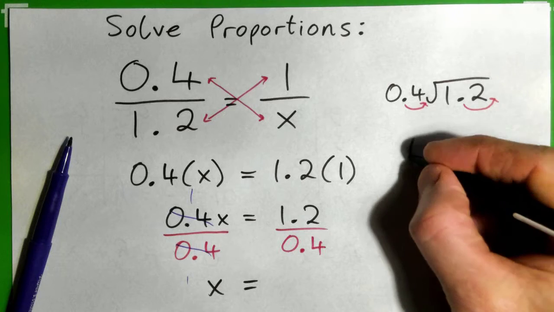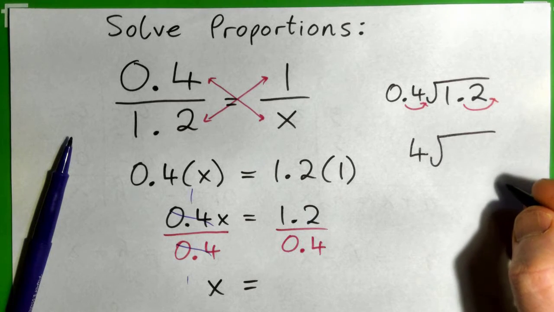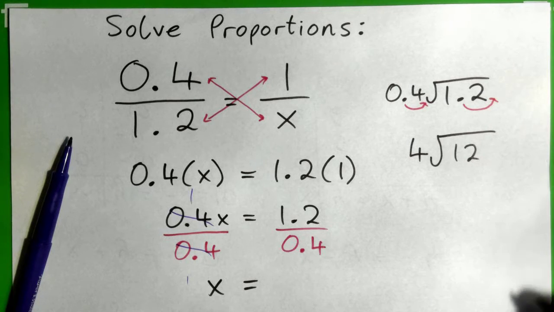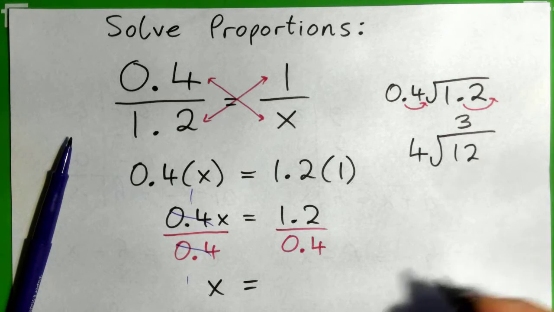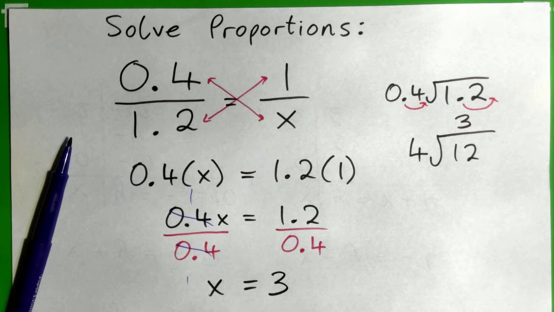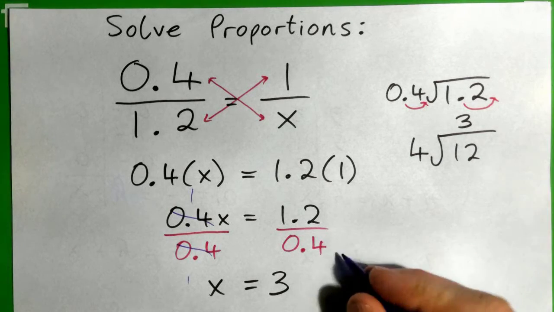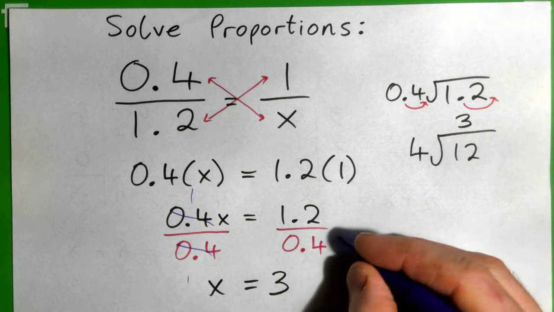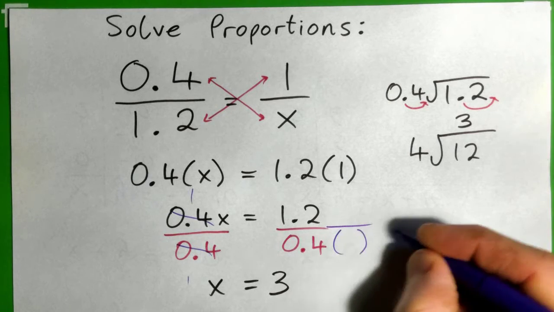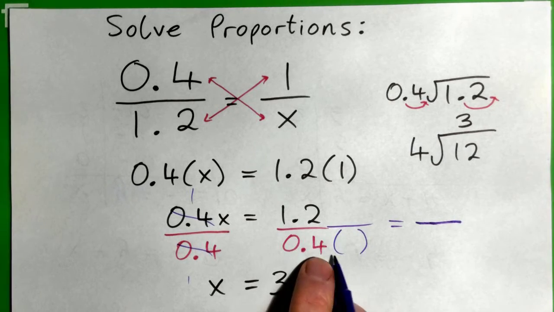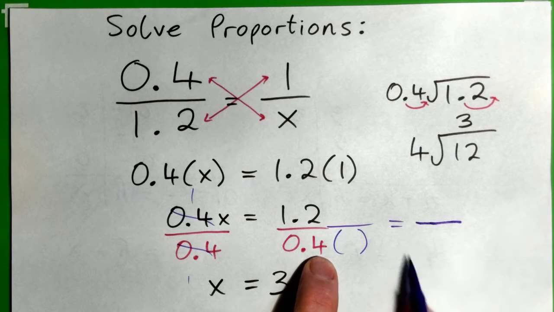So it becomes 4 into what? 12. Good. Which is? Good. So the answer is 3. X equals 3. Now, the other way of doing it, and it's the same way, but it'll look different, is you say, okay, I want to multiply this so that I get a whole number on the bottom. What 0.4 times what would give a whole number on the bottom?